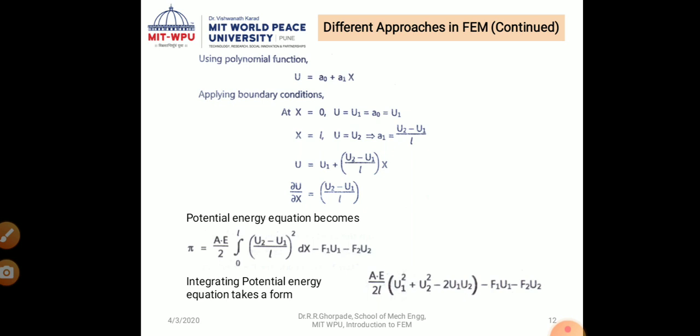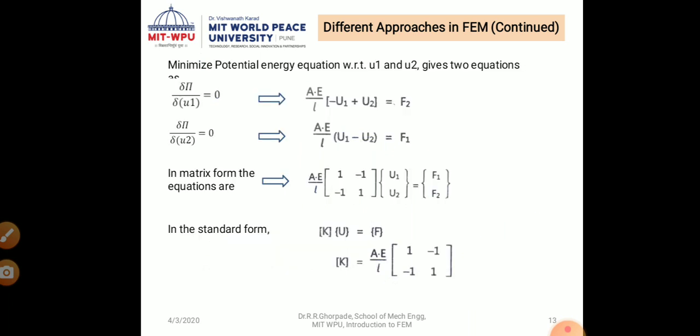Now potential energy equation you have to write as, you have to replace now du by dx term by the new term, u2 minus u1 by L, in that potential energy equation. So integrating this equation, you will get AE by 2L (u1 square plus u2 square minus 2 u1 u2) minus F1 u1 minus F2 u2.